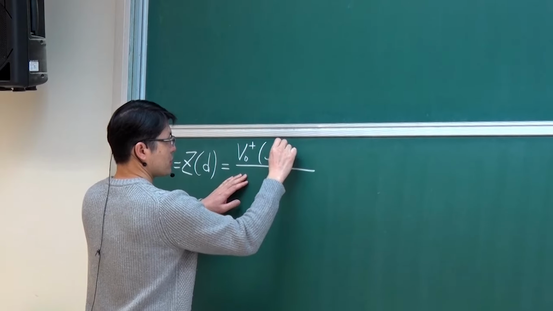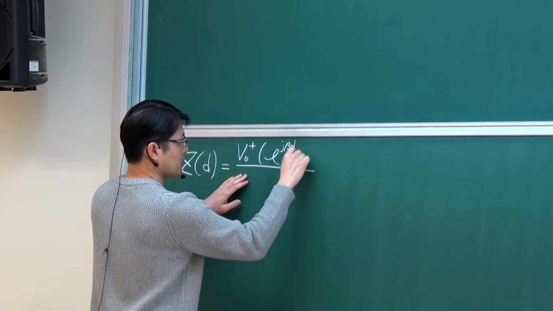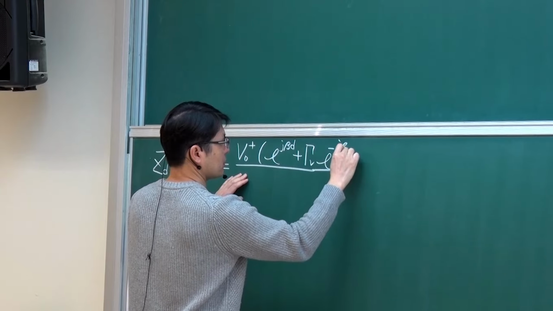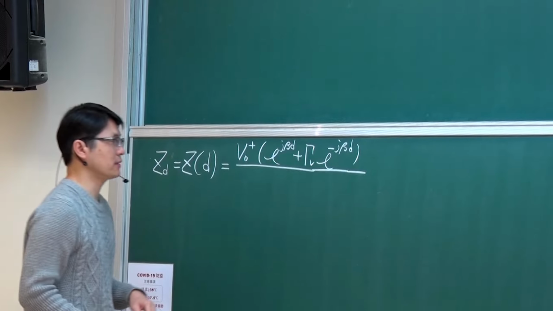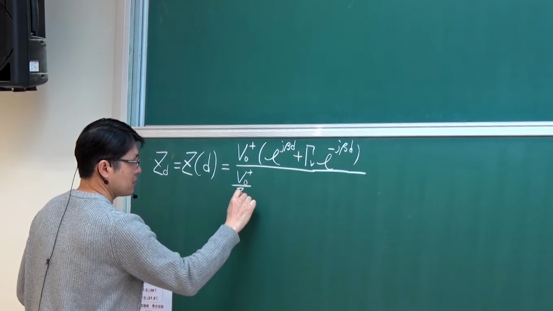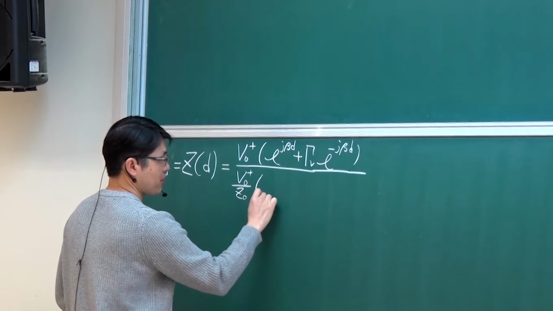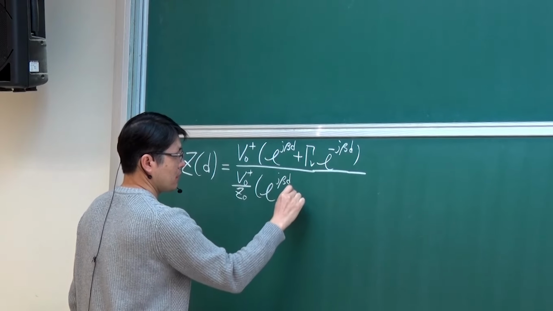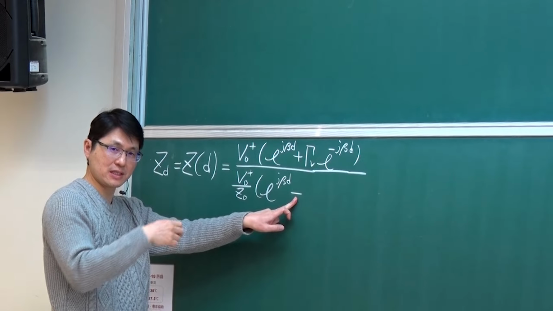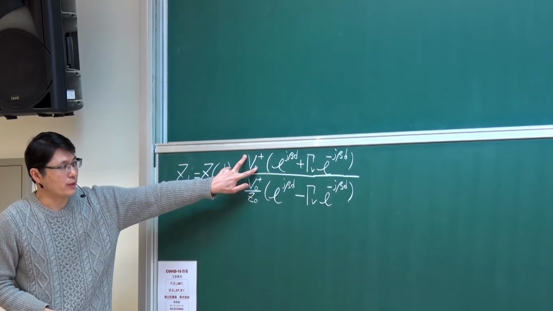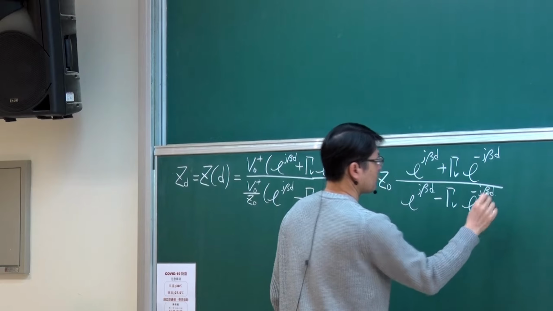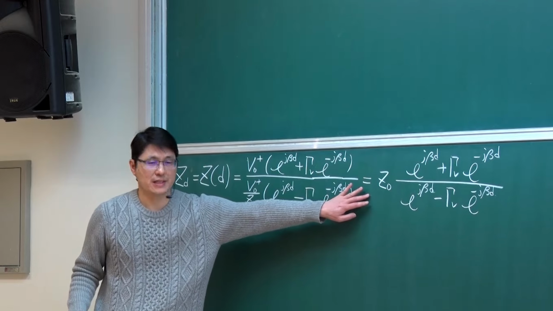So this is e^(jβd) plus Γ e^(-jβd). And then the total current is divided by Z0, but the same thing, having a minus sign. If you still remember, the reverse current has a negative sign. The forward voltage amplitude cancels out. So now we have this expression.